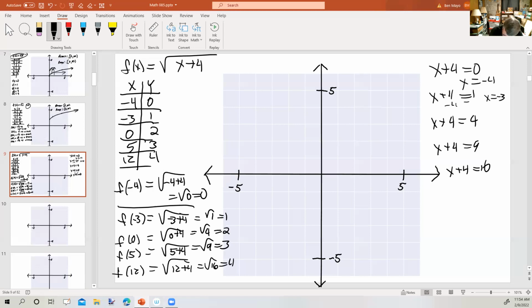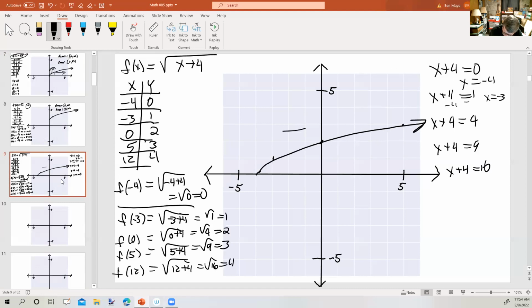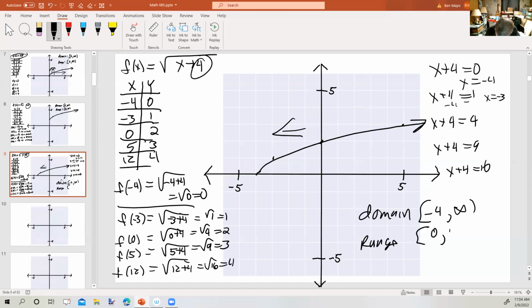What does this graph look like? Let's see, negative 4, 0, negative 3, 1, 0, 2, 5, 3. How does that compare to that? It's moved this way 4 units. Interesting. What's the domain of this? It would be, what, from negative 4 to infinity, and the range would be from 0 to infinity. Okay.